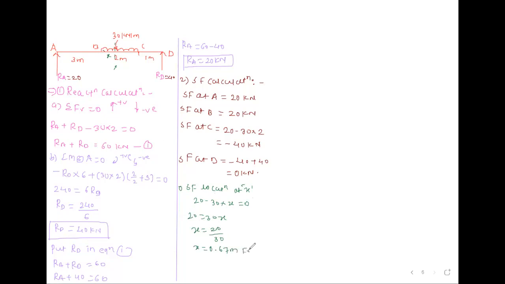But that is from this B point. Suppose we have to find it from C point, then X is equal to 2 minus 0.67, so X is equal to 1.33 meter from C point. At this point, shear force is 0 and at that point bending moment is maximum.